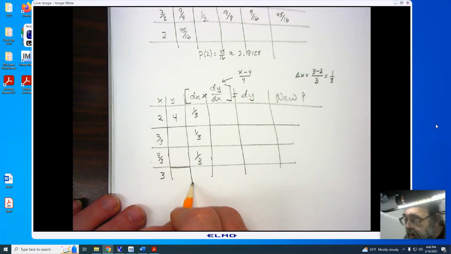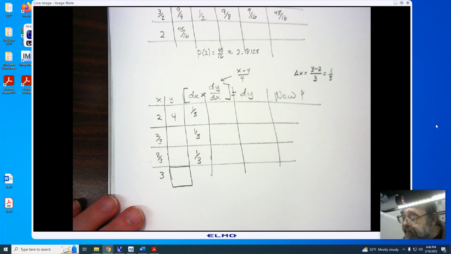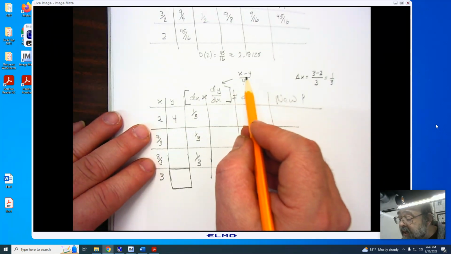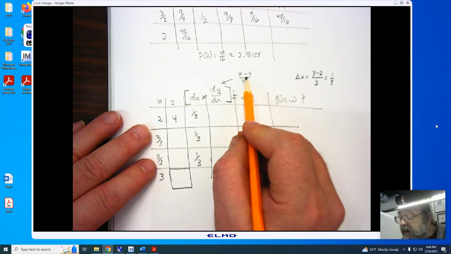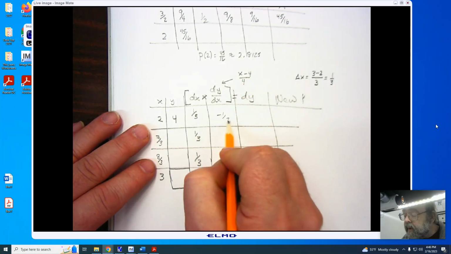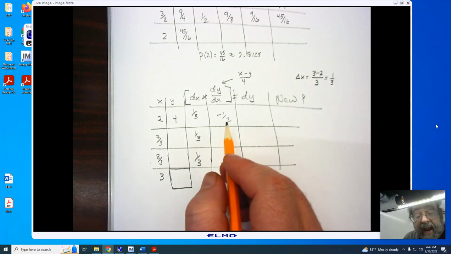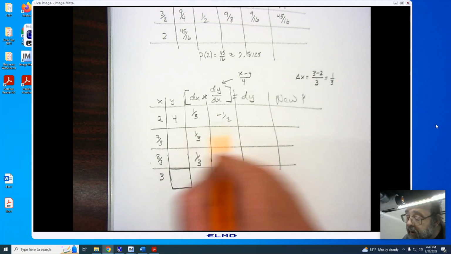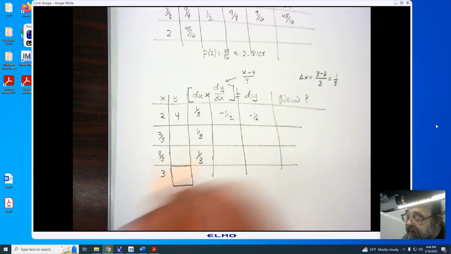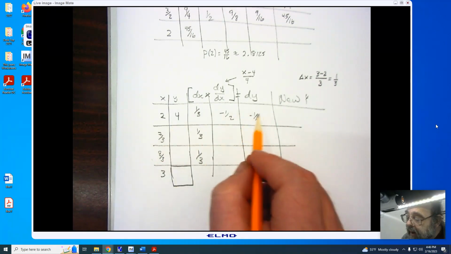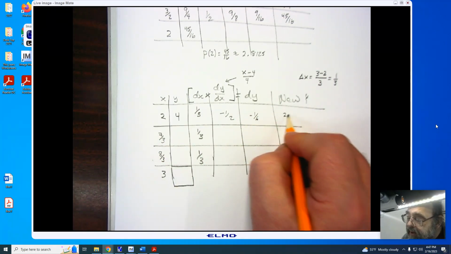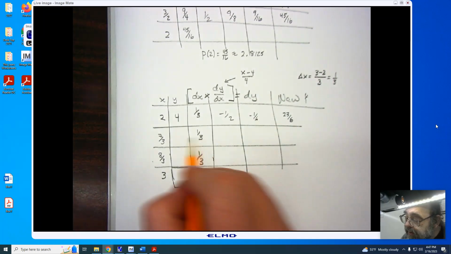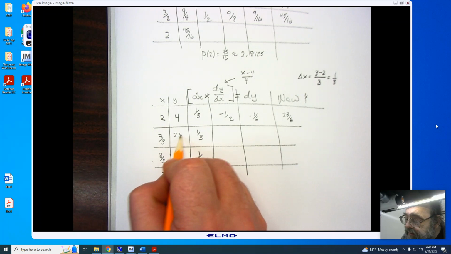And what we're looking for is this answer right here. So we're going to have to take the 2 and put it into our dy dx. That's going to give me a -1/2. And when I now multiply, I have a -1/2 times my 1/3, and I get a -1/6. I'm adding 4 minus 1/6, which gives me 23/6. So this is my first answer, which goes here.